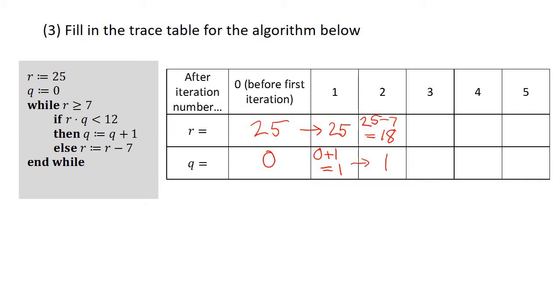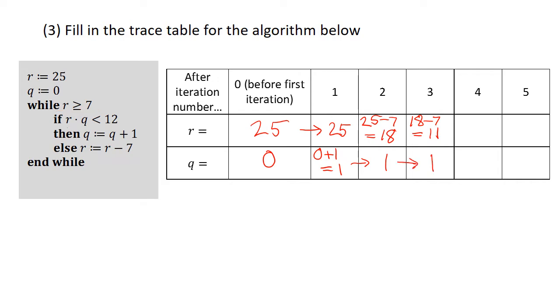Now we check the while again. R is 18, which is greater than or equal to 7, so we will do the loop again. And now we check, is R times Q less than 12? R times Q is currently 18, so that is not less than 12. So we will do the else part. We just subtract 7 from R again. So this is 18 minus 7 equals 11. And then nothing happens to Q, so this is still just 1.